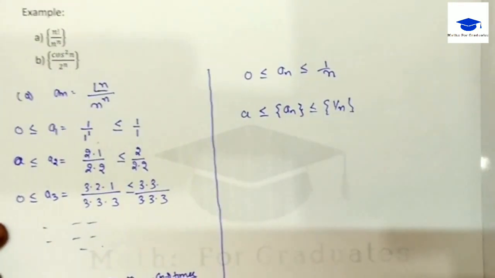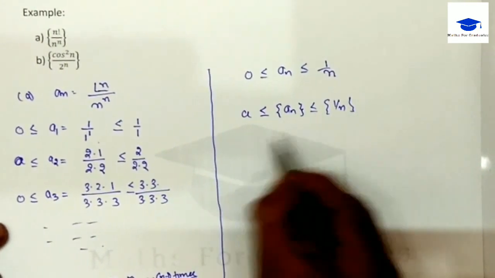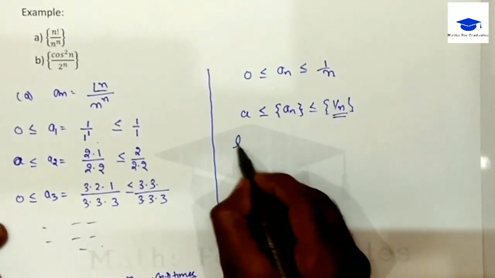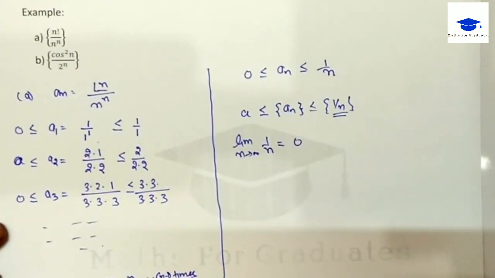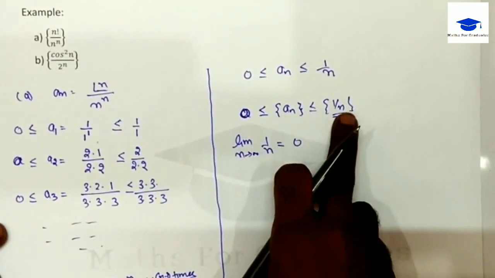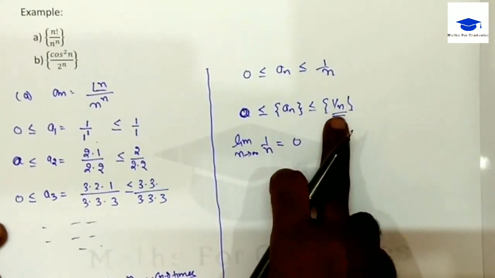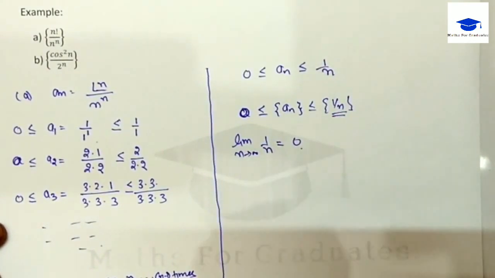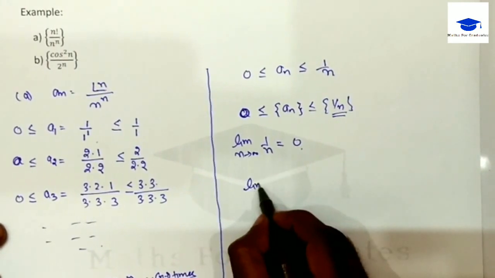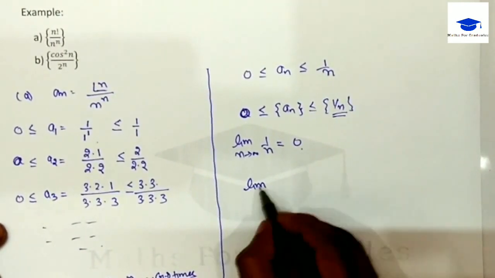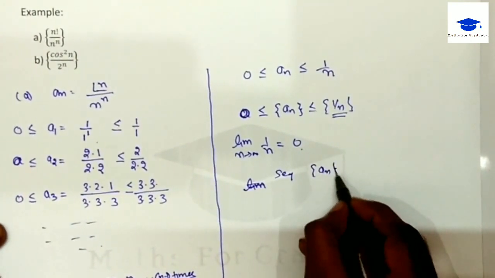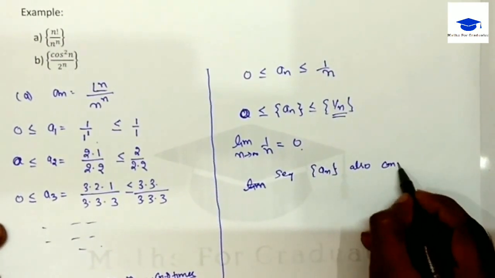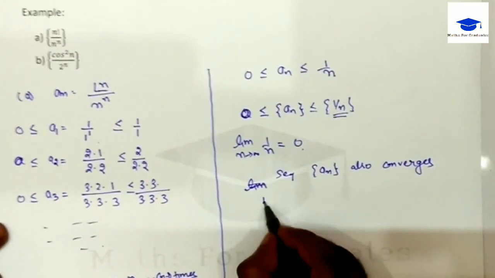Hence the sequence an lies between 0 and 1 upon n. The limit as n tends towards infinity of 1 upon n is equal to 0, so 1 upon n also converges to 0. Hence, this implies that the sequence an also converges to 0.